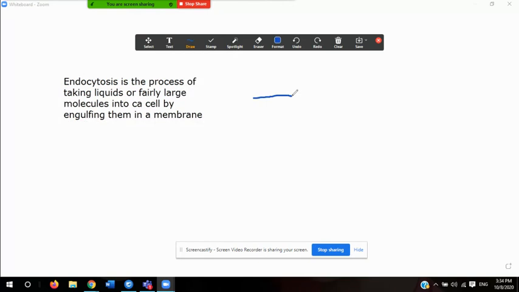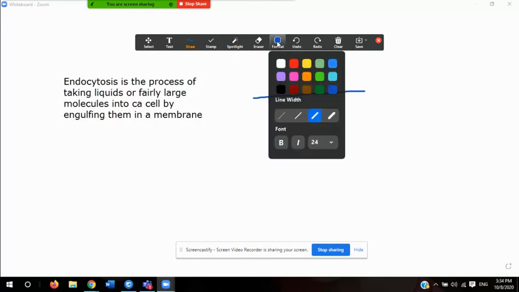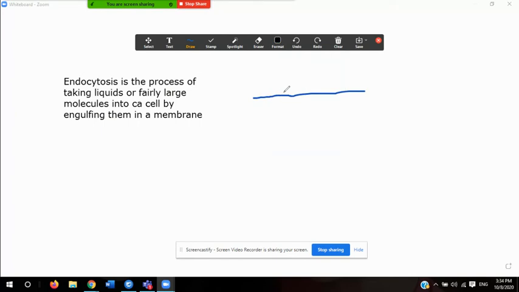We have a membrane. The membrane has a series of receptor proteins, and when a really large molecule comes in contact with these receptors, the membrane begins to fold inward, and that molecule will enter. Molecule or fluids, right? Because it says larger fluid molecules.